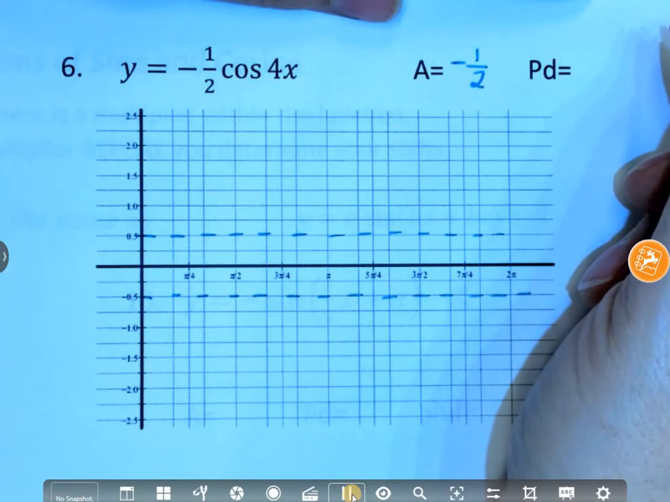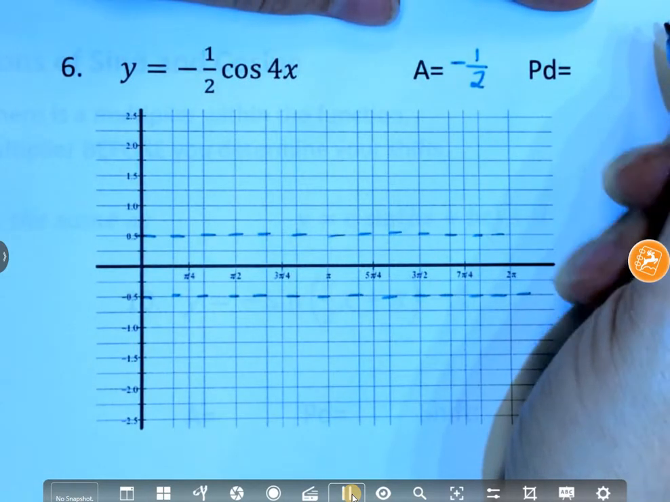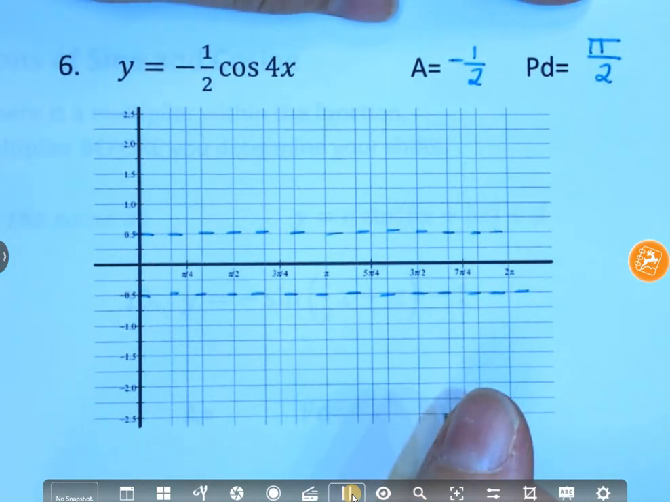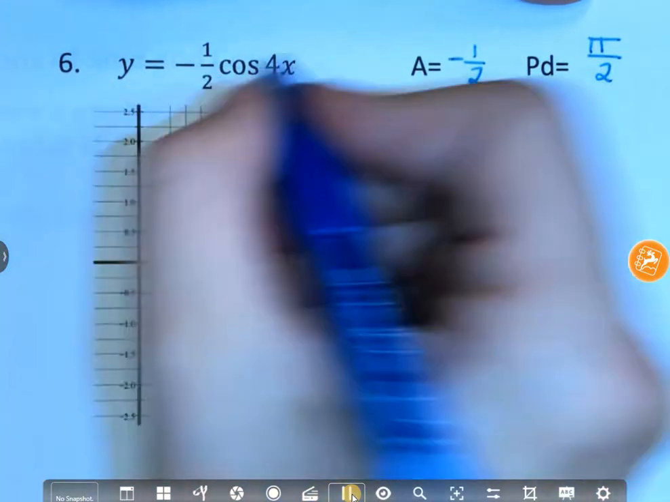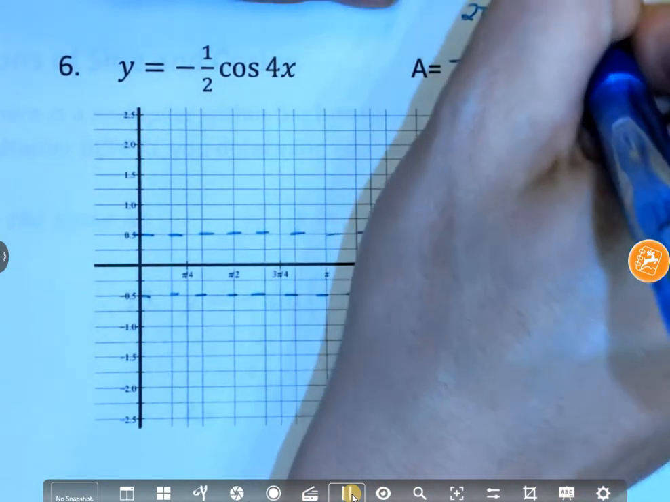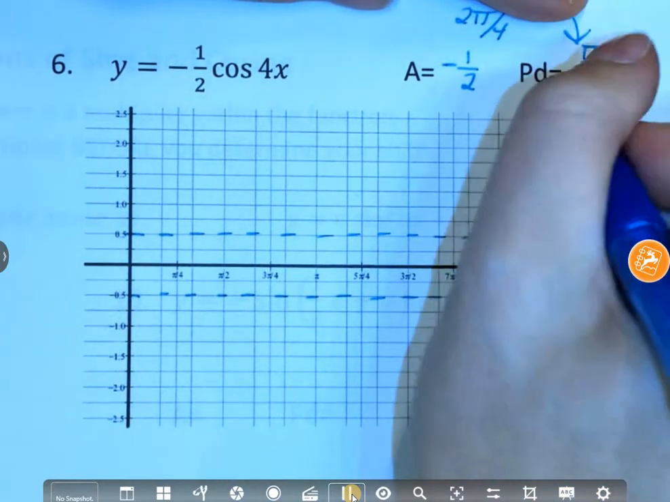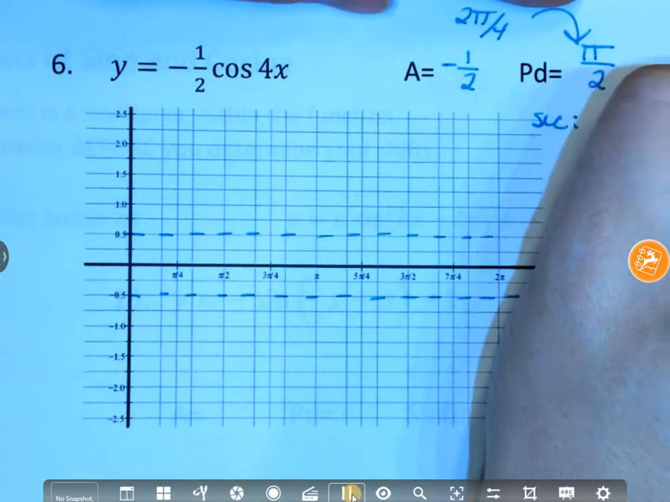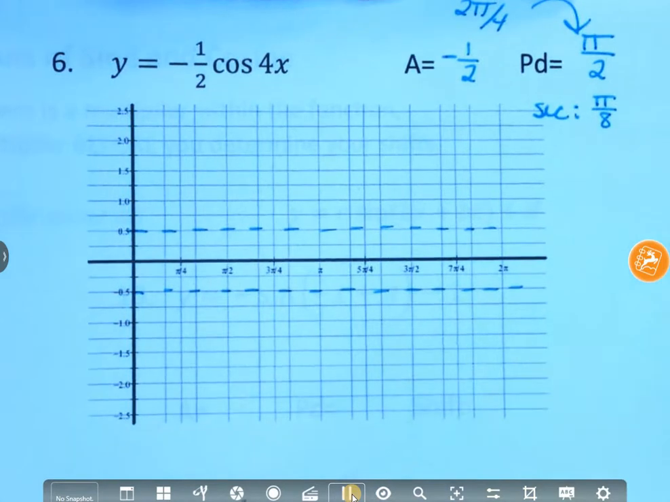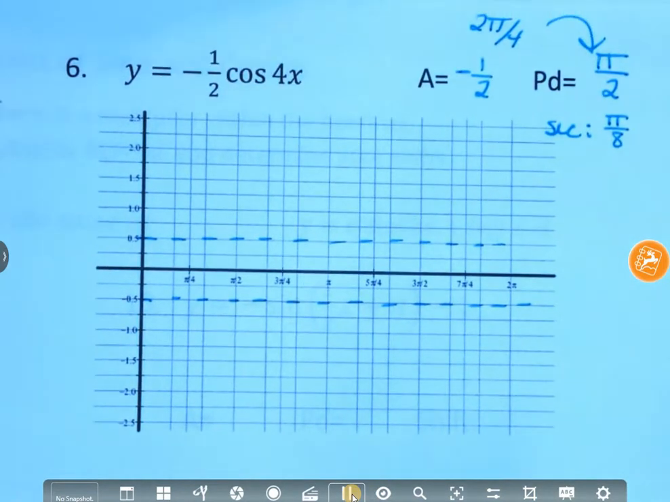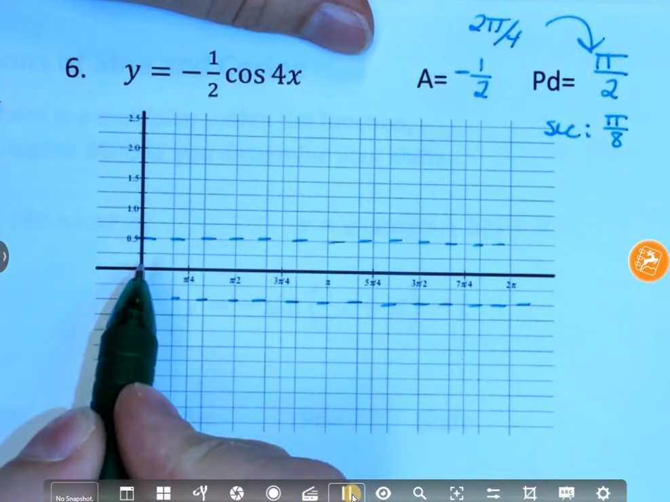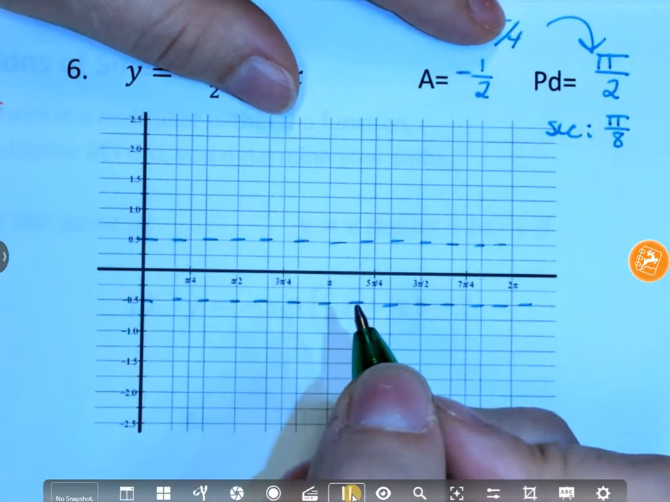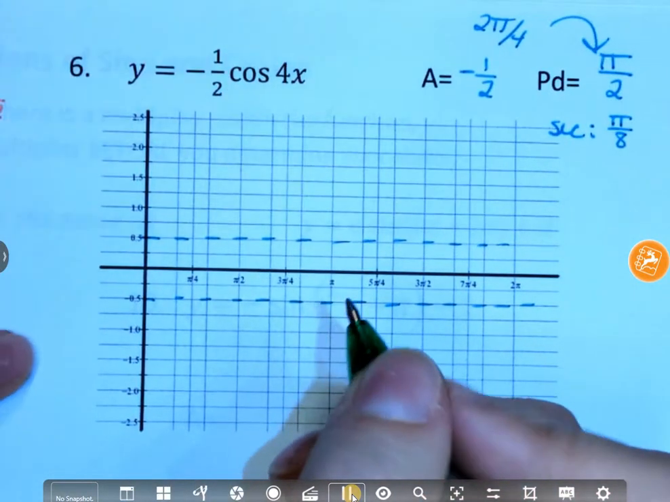What is my period going to be here? Pi over 2. Everybody okay with why the period is pi over 2? Because if I take 2 pi over 4, that's what I get. Which means, what is my section going to be? Pi over 8. Take a look at your graph. You don't have pi over 8, do you? You have 0, pi over 6, pi over 4. Where would pi over 8 be? Halfway to pi over 4.